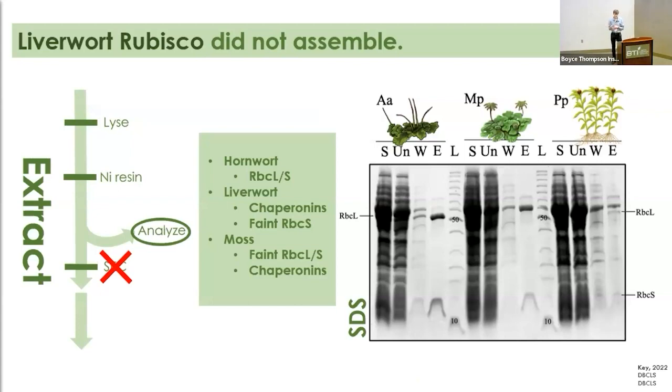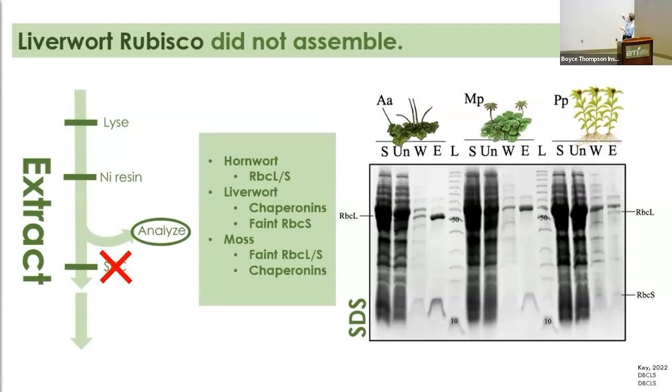So this is the SDS-PAGE, and so once you denature the proteins, you have the small and large subunits separate, and we can see up right around 50 kilodaltons, we have a large subunit band here, and then a small subunit band down here right around 15, and this is our hornwort control, nice and bright bands, we can really tell that it's there.